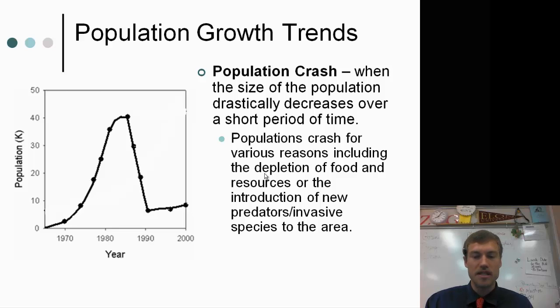Predators or invasive species could be added to the area. Invasive species are species that are non-native to a particular area. So they're not from there. They come in, and all of a sudden they're outcompeting. There's a population crash amongst the native species.